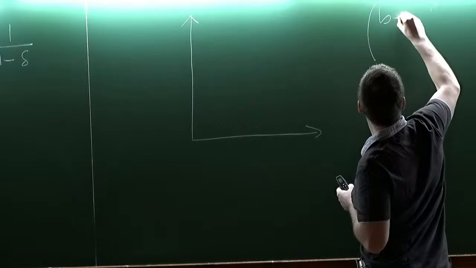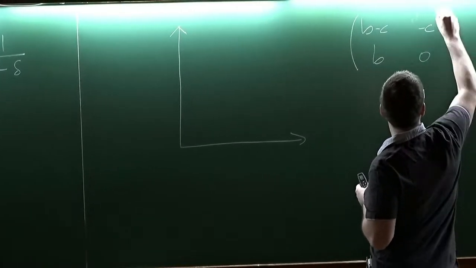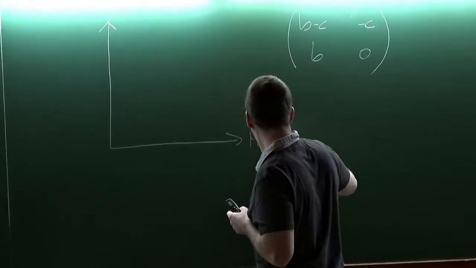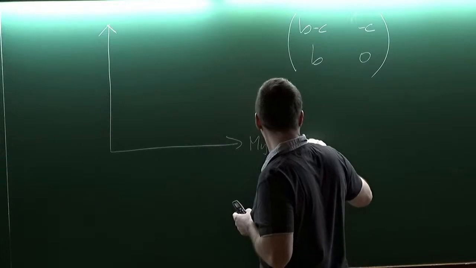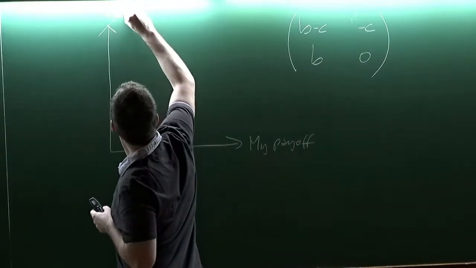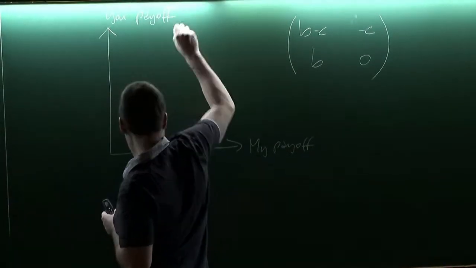So usually what people do, it's quite useful to look at a two-dimensional representation like this. So remember, the game that we are looking at is B minus C, B, 0. And now this is my payoff. This here is your payoff.